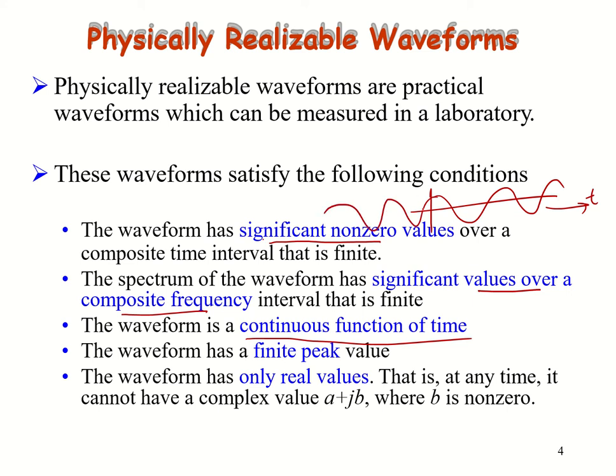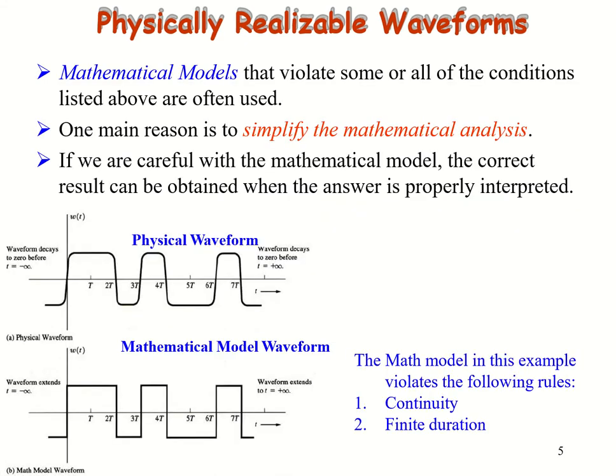The waveform has a finite peak value. For example, this is a peak value of the sinusoid, so this is a finite value, for example 2 volts or minus 3 volts. So these are the basic properties of the physical waveforms, and the actual physical waveform looks like this one. It's not that this waveform goes to infinity. Before reaching infinity, the actual physical waveform becomes zero. Similarly at negative infinity, it becomes zero.